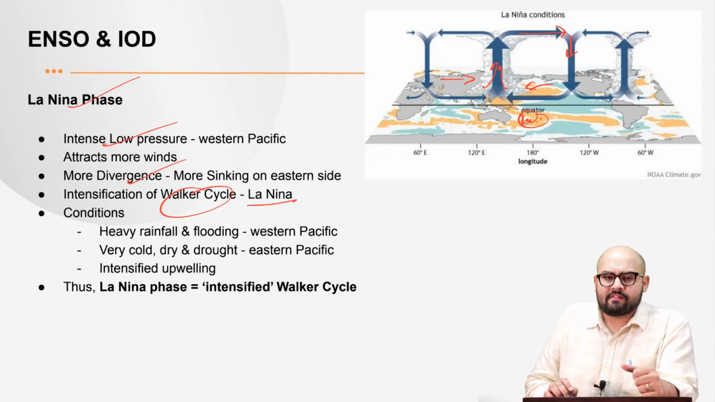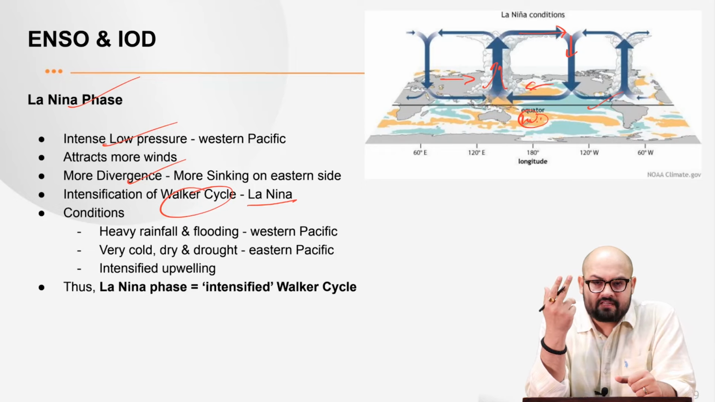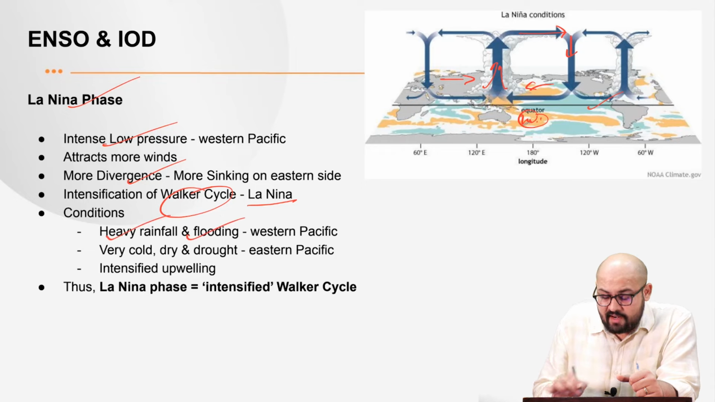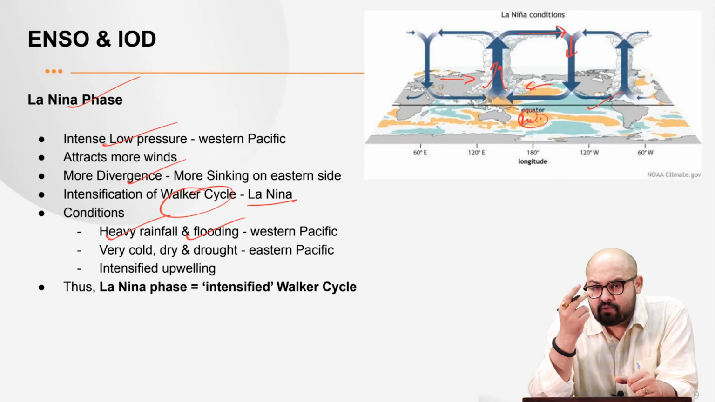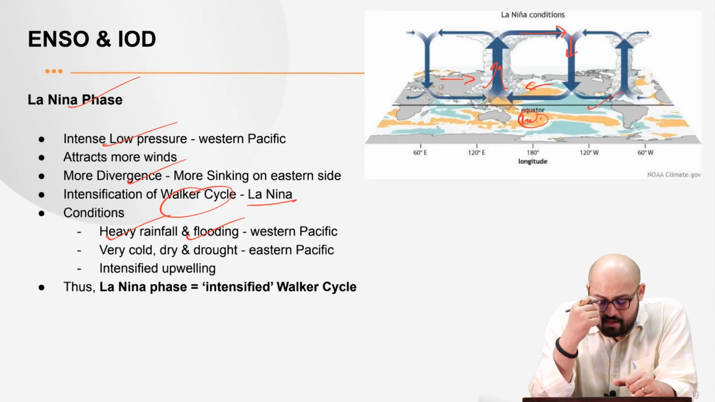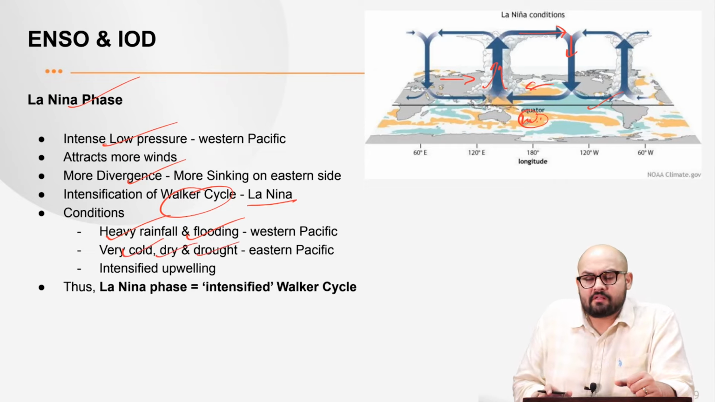Now, it is but obvious that if you will have extreme low pressure conditions here and very high pressure conditions here, they'll have weather effects. Now, what are the weather effects? The first is heavy rainfall and flooding on the western side, right? So there are cities, you must have seen that there are floodings in Indonesia and other Southeast Asian countries. So it is because of the La Nina. Then it also leads to very cold, dry and drought-like conditions on the eastern side.